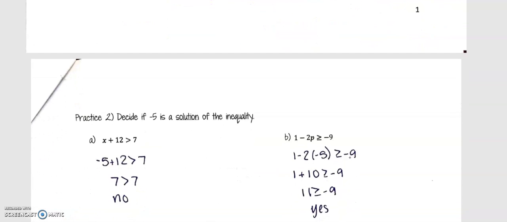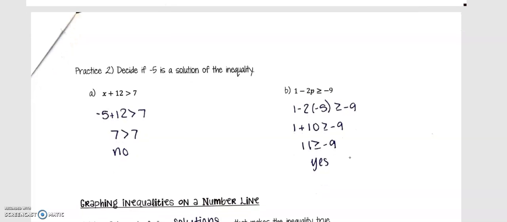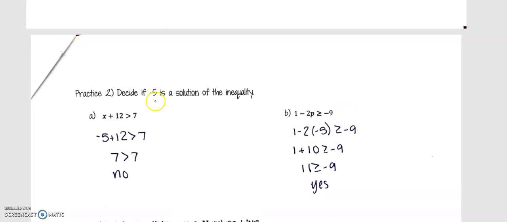At least, think about greater than or equal to. So now when we are going to determine if something's a solution or not, it says decide if -5 is a solution of the inequality. Remember, if something's a solution, it makes the inequality true.